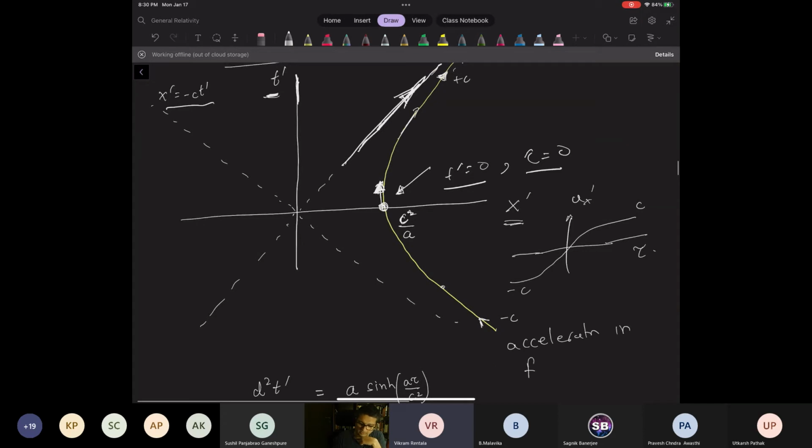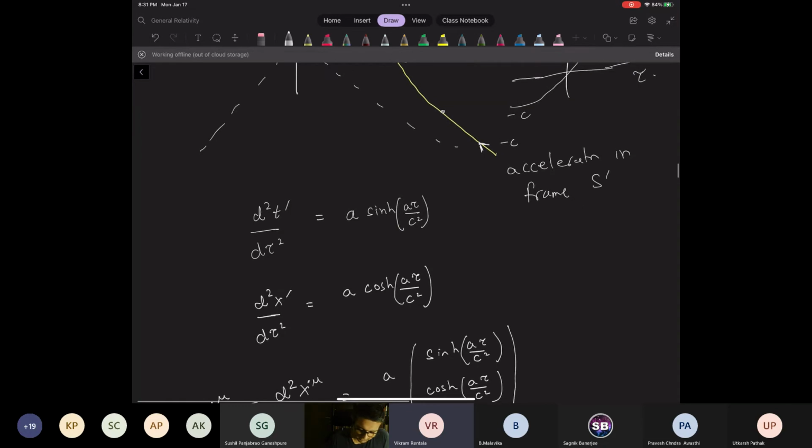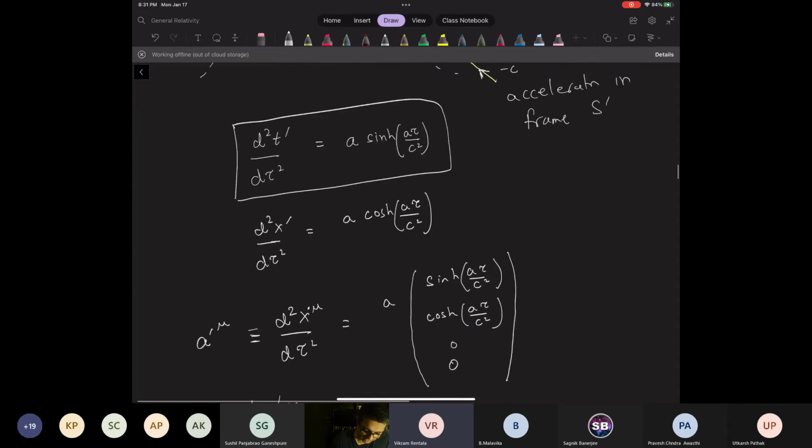Okay, because we said that this corresponds to a particle which has constant acceleration in its MCRF. But what acceleration does it have in this inertial frame S prime? In the inertial frame S prime, I can calculate its 4-vector acceleration, that is, I can calculate a prime mu, which is defined as d square x prime mu by d tau square.